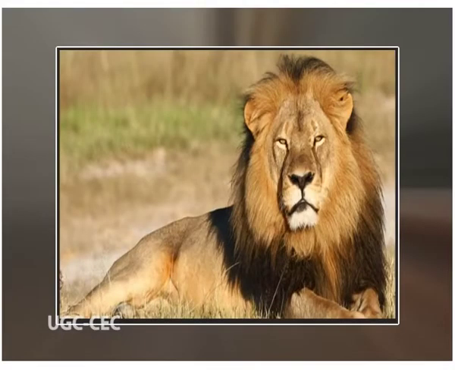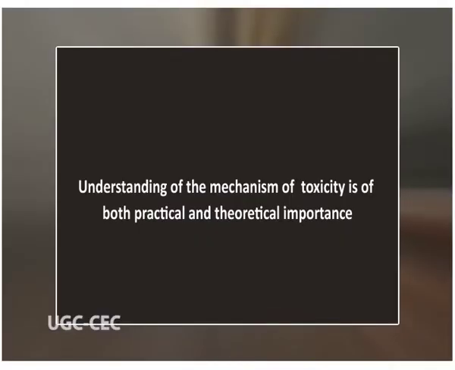A toxicant is any chemical that can injure or kill humans, animals or plants. A poison. The term toxicant is used when talking about the toxic substances that are produced by or are a byproduct of human-made activities. An understanding of the mechanism of toxicity is of both practical and theoretical importance.